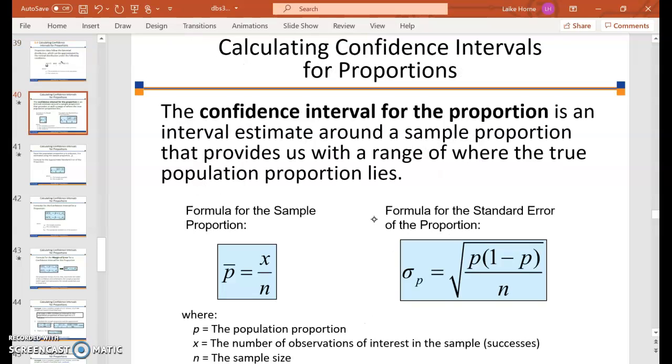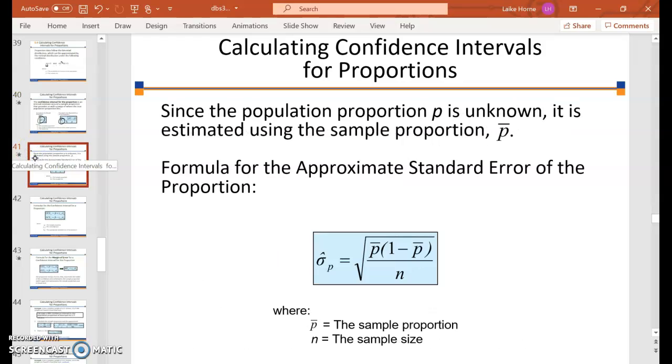So the confidence interval for the proportion, remember proportion is a fraction, okay? So to get your proportion, you're going to take however many successes you have and divide it by N, which is your sample size. So that would be a proportion, which you can change to a decimal. So that's your proportion. Then you're going to get your standard error for your proportion by using this formula.